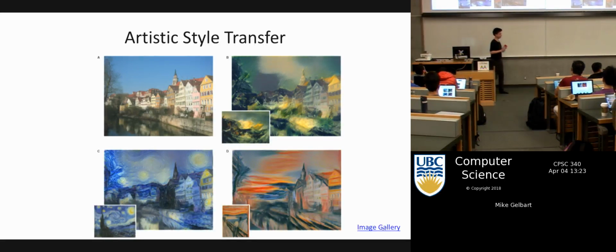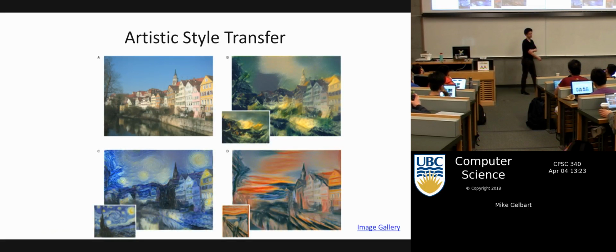Yes. Can you go the other way, like from a painting to a photo? You should be able to. The question was, can you go the other way? So can you have a photo as the style image and a painting as the content image? It's hard for me to visualize what that would look like, but of course you could do it. I don't know exactly what would come out.